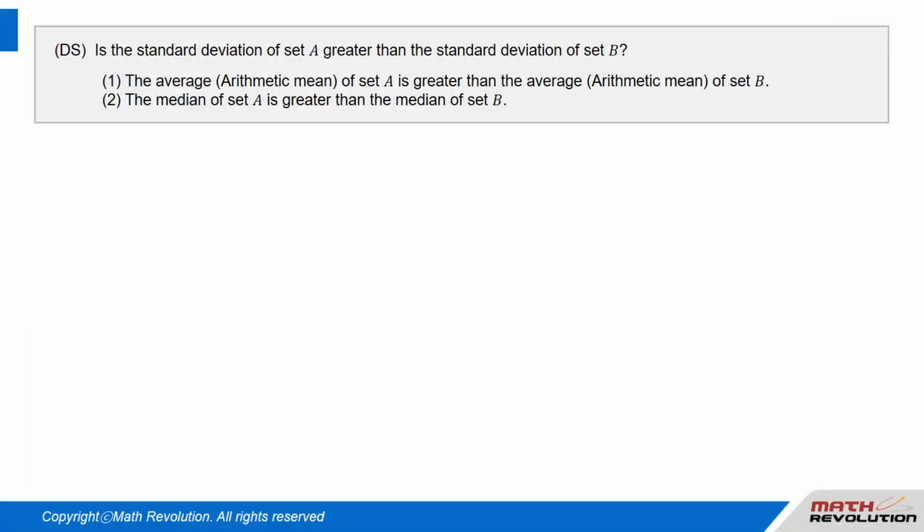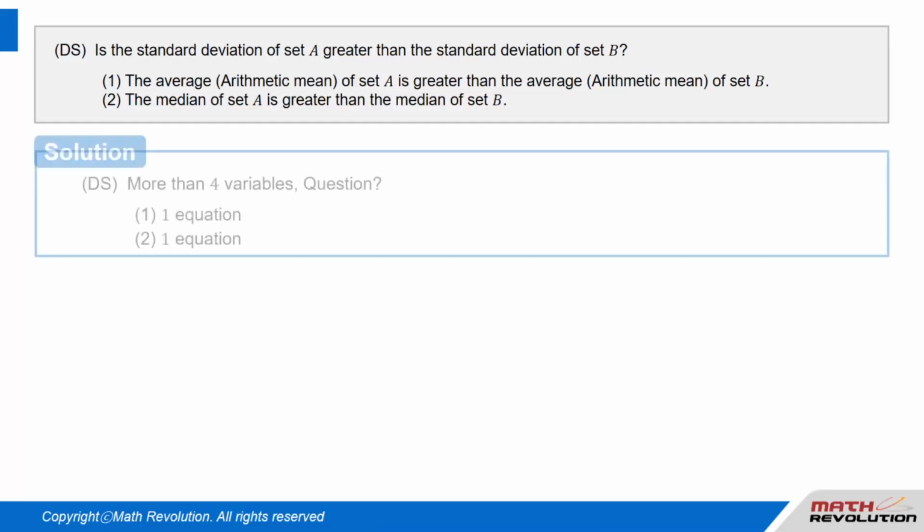Question. DS. Is the standard deviation of set A greater than the standard deviation of set B? Condition 1. The average arithmetic mean of set A is greater than the average arithmetic mean of set B. Condition 2. The median of set A is greater than the median of set B.